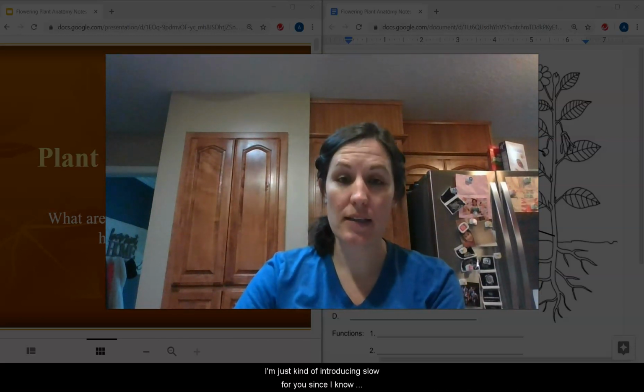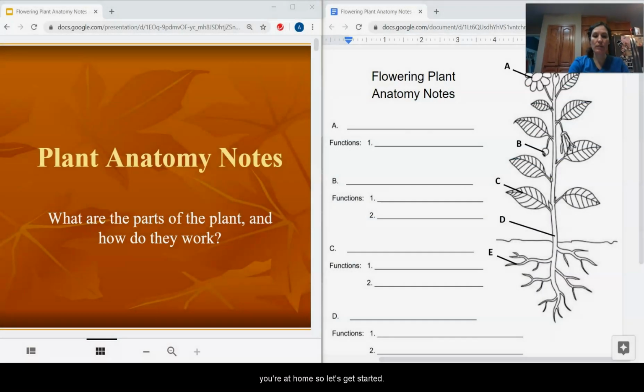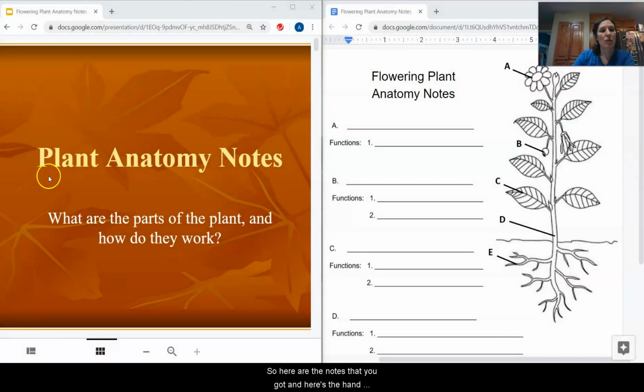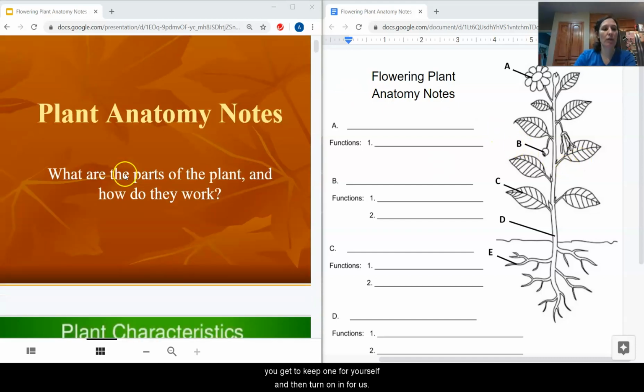But we're just going to talk about some flowering plants today. Just kind of introduce it slow for you since I know you're at home, so let's get started. So here are the notes that you got, and here's the handout. You can fill this out by hand, you can type on it, or you can fill out the Google form. If you're at home, just write on it by hand, and you get to keep one for yourself and then turn one in for us.